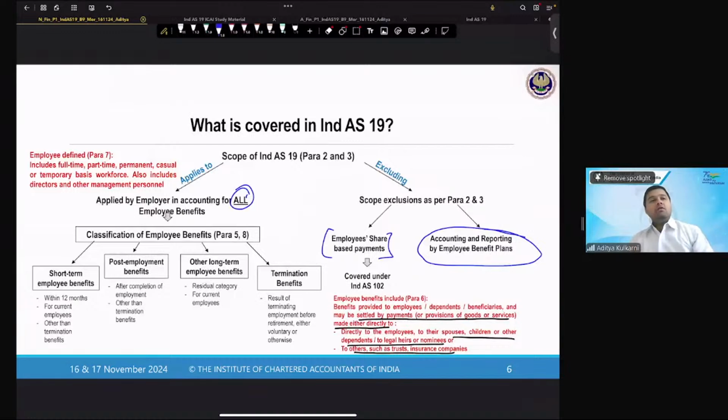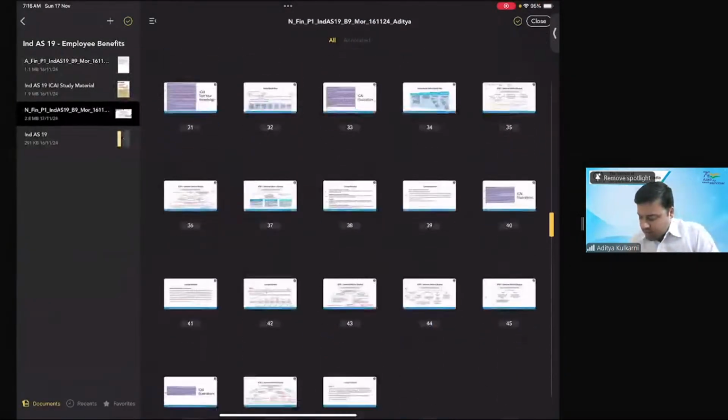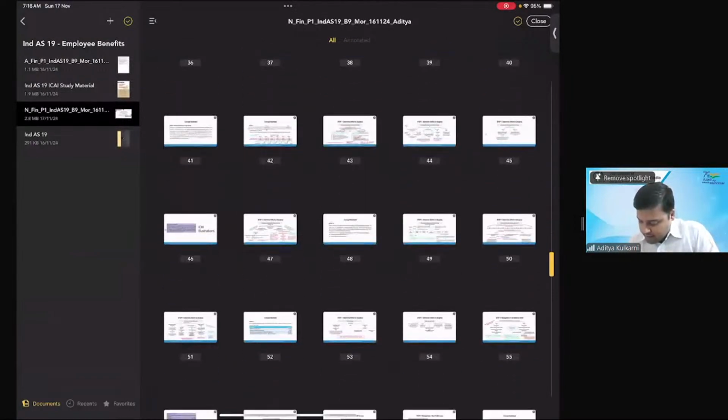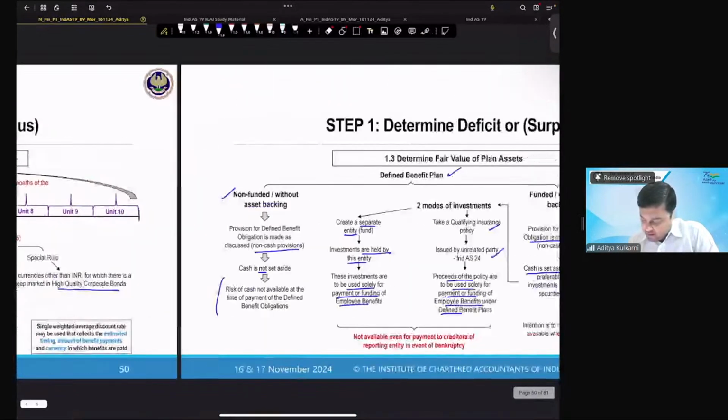You saw now, I set up a different entity. That entity holds the investments for the purpose of these obligations. The reporting of that entity is not covered under Ind AS 19. Are we able to correlate now? Do you understand what this is? Yes. All right. So that takes care of this part. And now let us come back to our discussion.